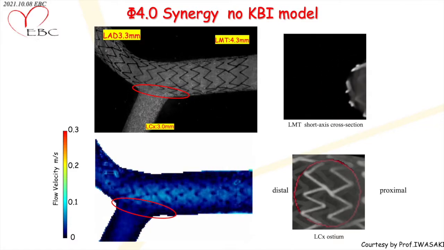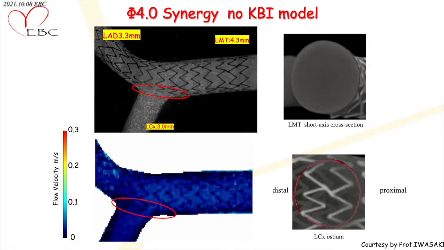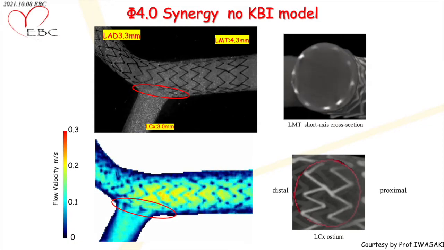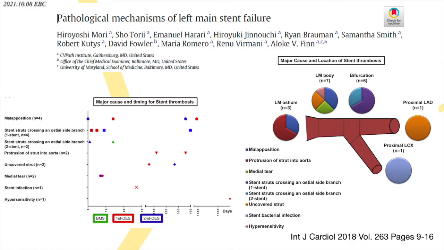Let's all think, what do the results of this bench study mean? The pathological findings reported by Dr. Mori and Professor Virmani in 2018 showed us a very impressive answer. Thrombosis in stent implanted left main shaft and left main bifurcation are extremely infrequent. However, once they occur, they can be fatal.